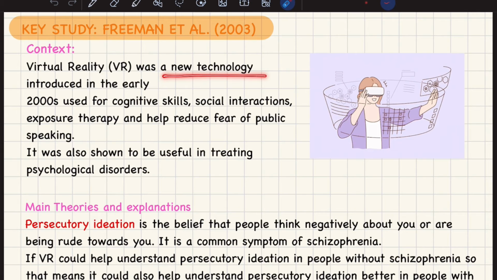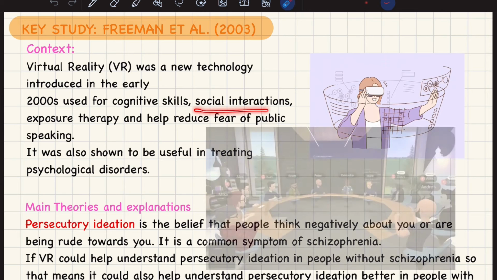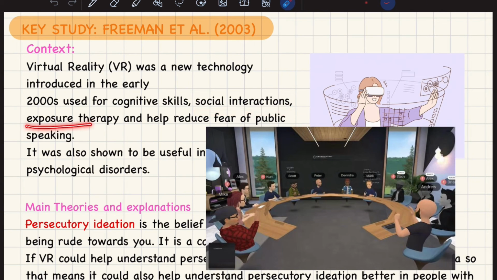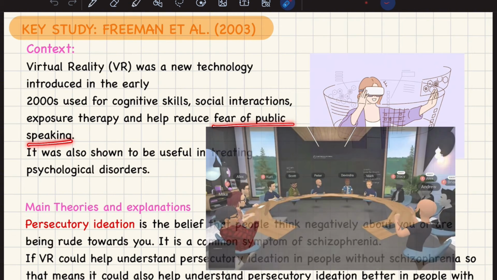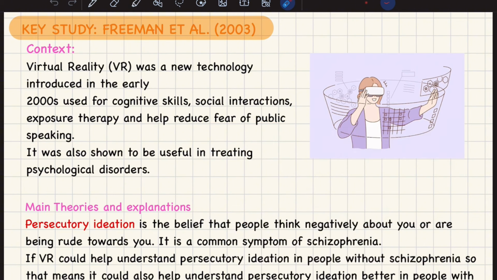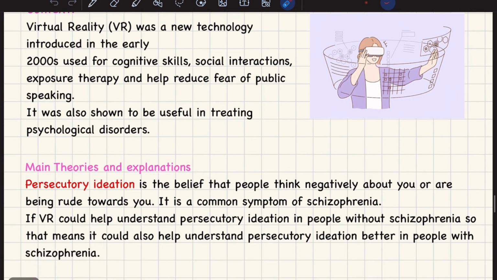So it was a new technology introduced in the early 2000s, and it was used for different types of things, such as social interactions, exposure therapy, and to help reduce fear of public speaking. And it was also shown useful in treating psychological disorders. Thus, Freeman wanted to see if it could be useful in treating symptoms of schizophrenia.